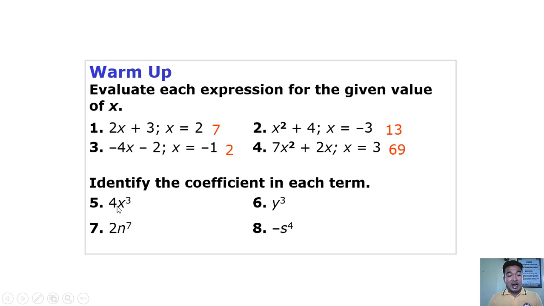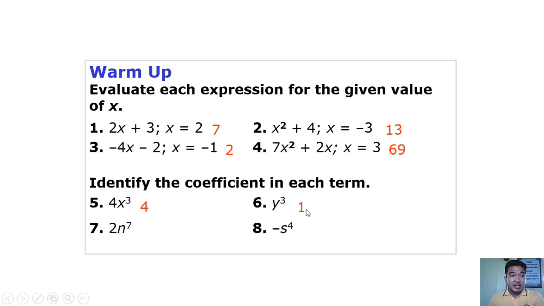Sila yung nasa unahan ng mga unknown variables. For number 5, the coefficient here is 4. And then for number 6, we have y cubed. So the coefficient is 1. That is understood na kapag walang nakasulat na numerical coefficient, the value is equal to 1.